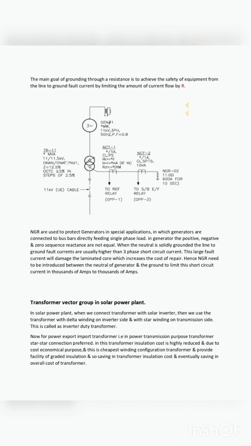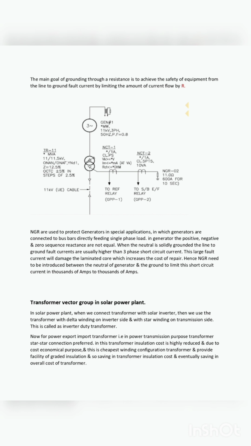Transformer vector group in a solar power plant. In a solar power plant, when we connect a transformer with a solar inverter, we use a transformer with delta winding on the inverter side and star winding on the transmission side. This is called an inverter duty transformer.